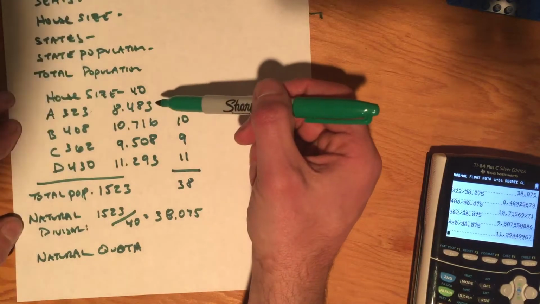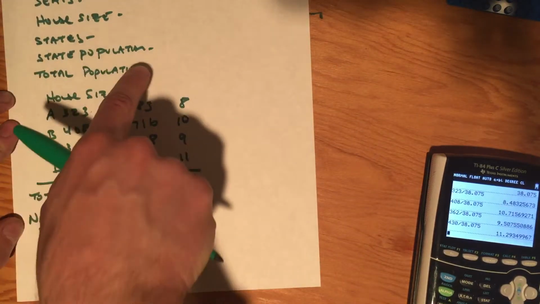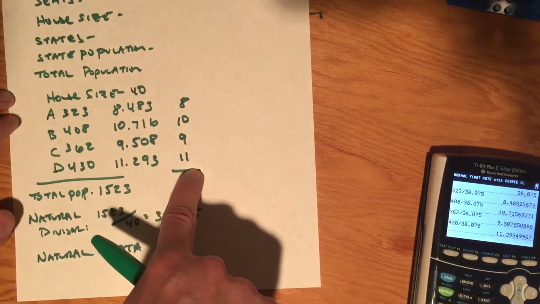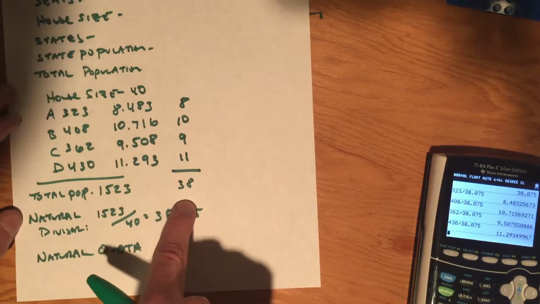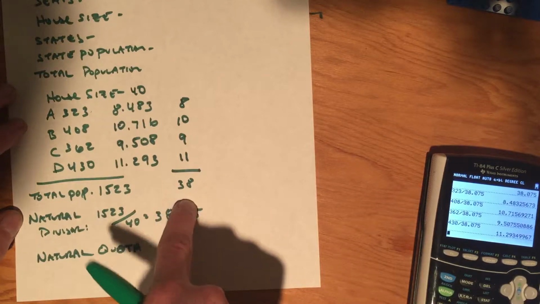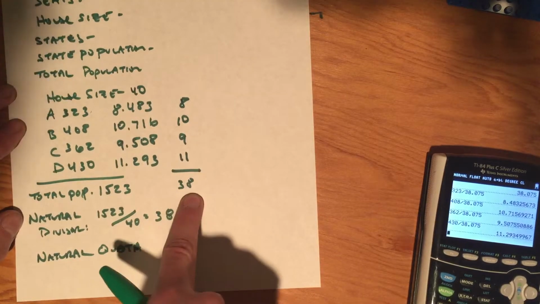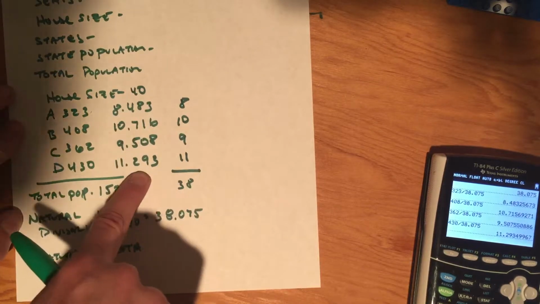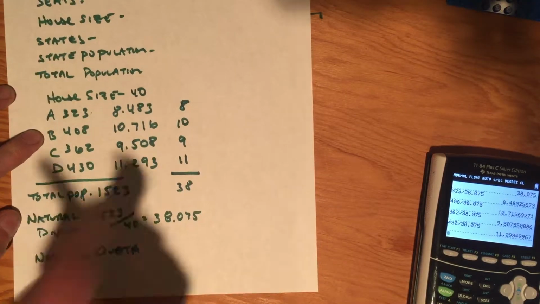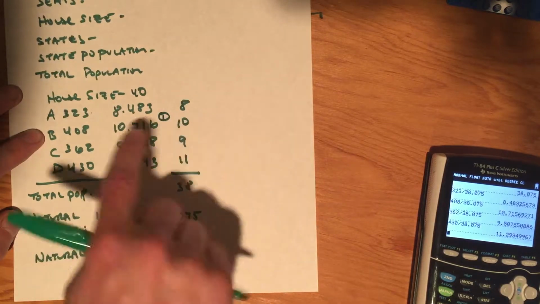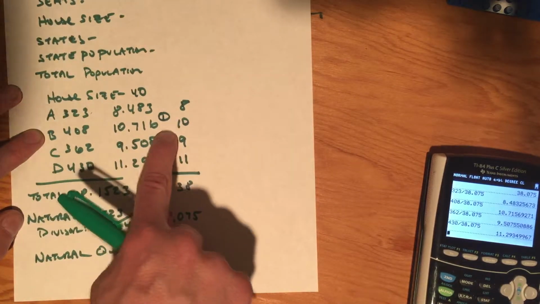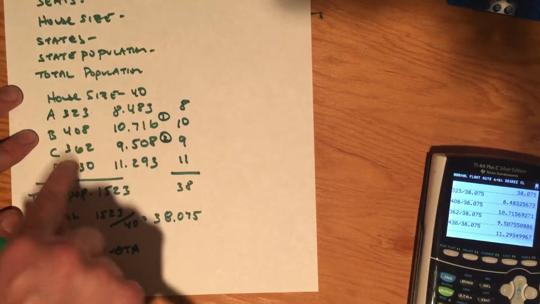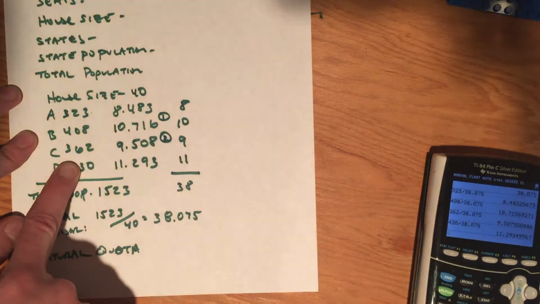The way Hamilton's method works is we first find the natural quotas, immediately round everything down, and determine how many seats we currently have assigned. Since we have 38 and need 40, we need 2 more seats, so we look at the 2 highest decimals. 0.716 is the highest decimal. 0.508 is the second highest decimal.